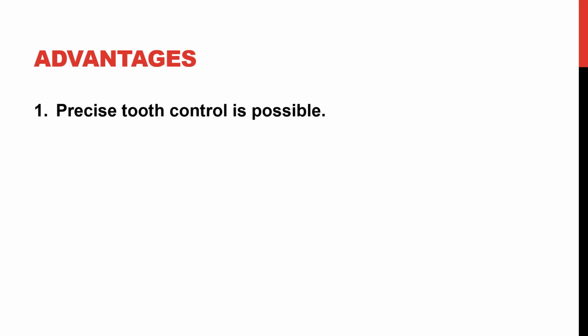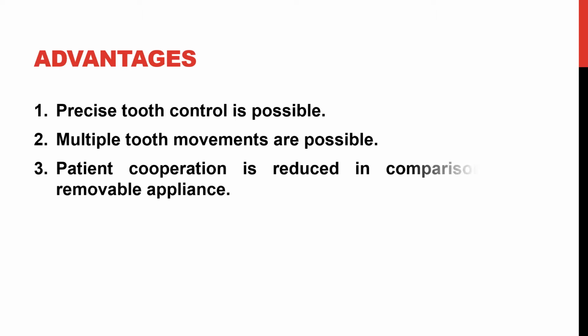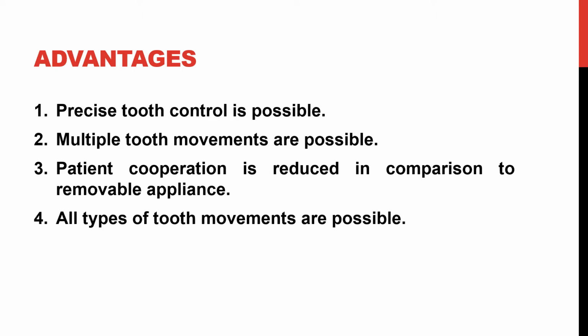So what are the advantages of fixed orthodontic appliances? First, precise tooth control is possible. Multiple tooth movements are possible, meaning that we can do more than one type of tooth movement at the same time. We can do tipping, bodily movement, intrusion, extrusion, etc. Patient cooperation is reduced in comparison to removable appliances. All types of tooth movement are possible.